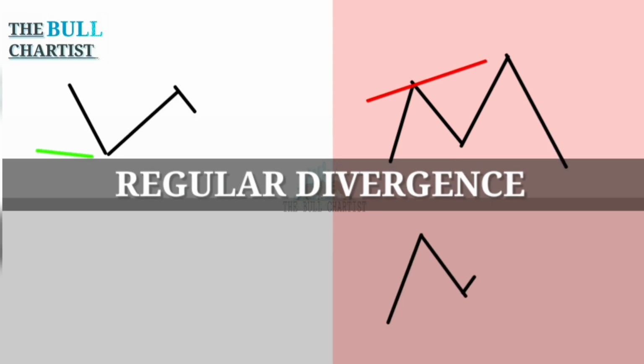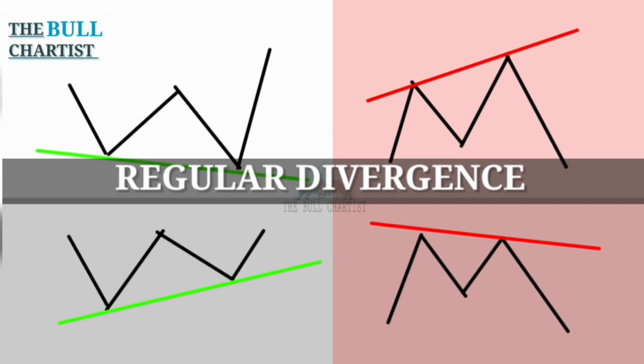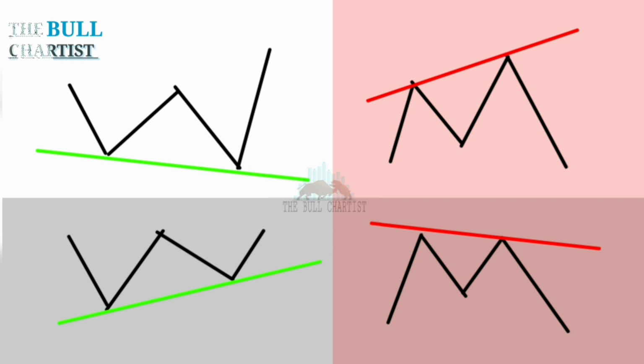A regular divergence occurs when the price makes lower lows or higher highs while the oscillator does not. It's the exact opposite of the hidden divergence as we discussed before.